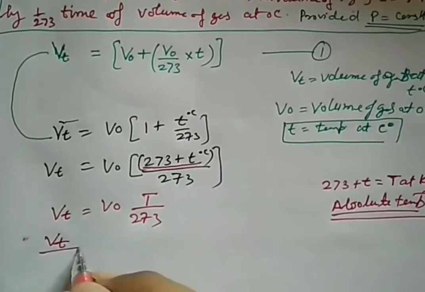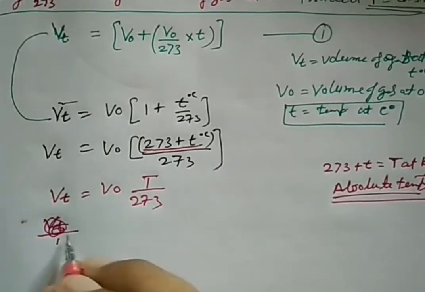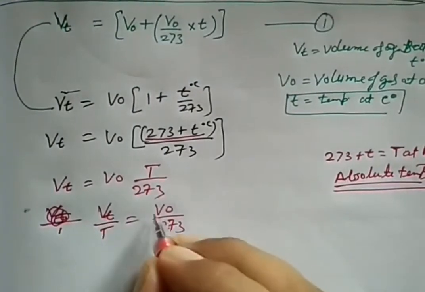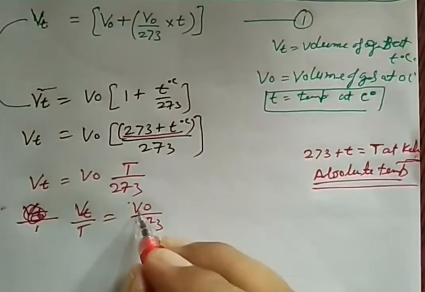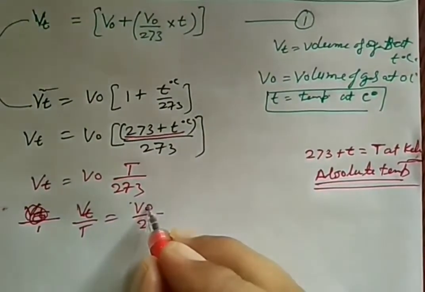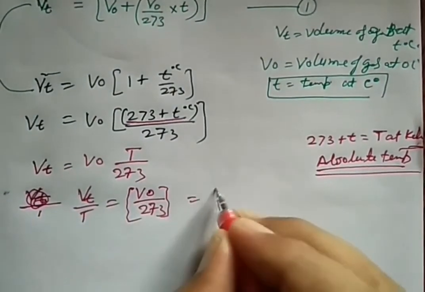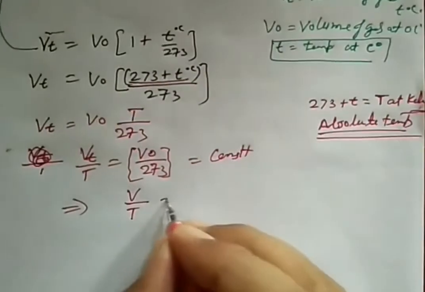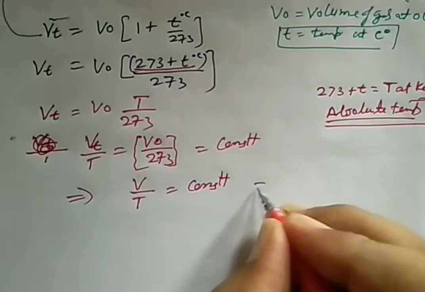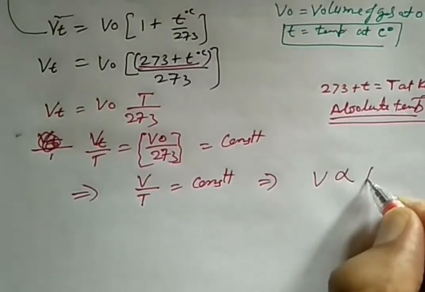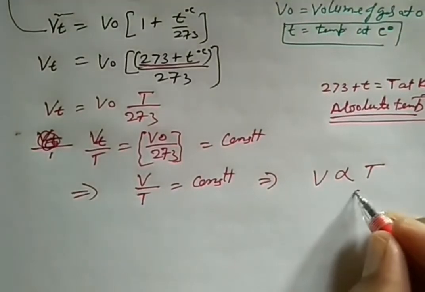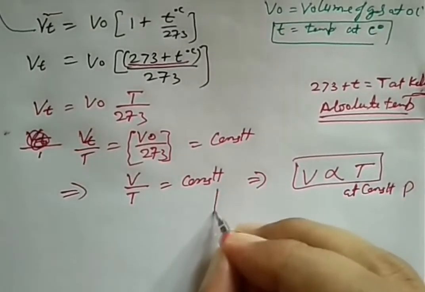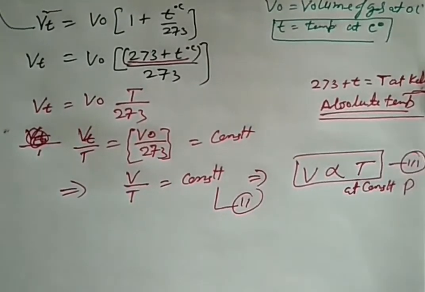So Vt by T is equal to V0 by 273. For a fixed mass of gas, V0 at constant pressure is a constant. This total term is a constant. In general form, it can be written as V by T is equal to constant, or this implies that the volume of gas is directly proportional to the absolute temperature at constant pressure. So this is equation 2 and it is equation 3.